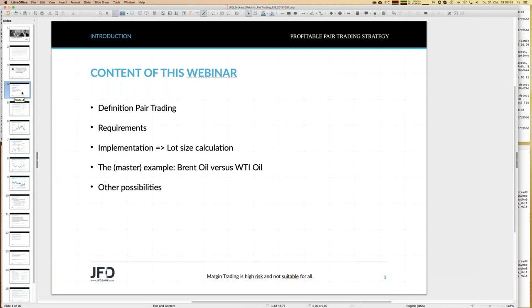We will look into a specific Excel sheet which is used for that kind of pair trading strategy. And the other good thing is you might even exchange the two symbols for two other symbols and try other pair trading strategies on your own. And I'll mention a few which might be a good idea to have a follow-up on as well.